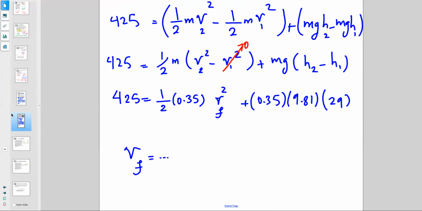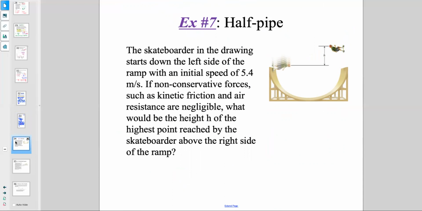So skateboarder in a drawing starts down the left side of the ramp with an initial speed of 5.4 meters per second. So here, V initial or V zero is 5.4 meters per second. If non-conservative forces such as kinetic friction and air resistance are negligible, this is to our benefit. This makes everything much easier. What would be the height h of the highest point reached by the skateboarder above the right side of the ramp? So in other words, find how much it's going up with respect to the height of the other side of the ramp, that's what we're looking for.